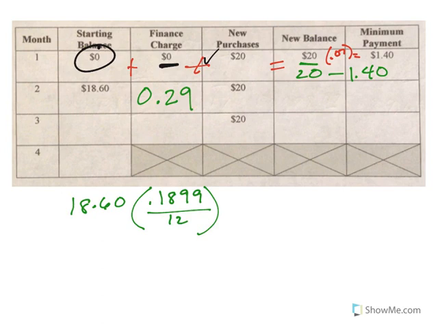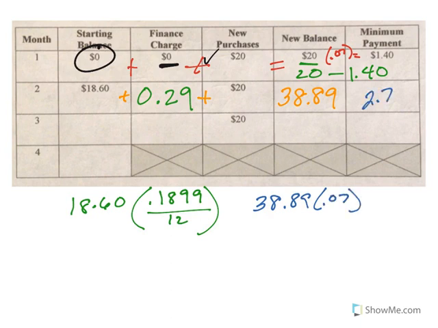So to find my new balance, I take my starting balance, add the finance charge, add the new purchase, and I get a new balance of $38.89. To find the minimum payment, I take that $38.89 and multiply by that 7%. That gives me a minimum payment of $2.72. You can see the minimum payment has increased because the balance increased. Now, to find my carryover balance for the next month, if my balance was $38.89 and then I paid $2.72, I now owe $36.17.